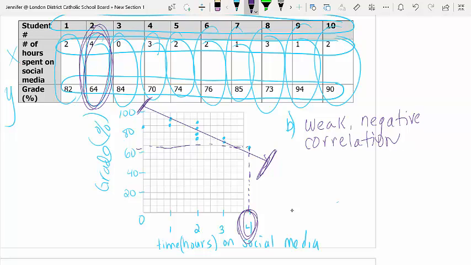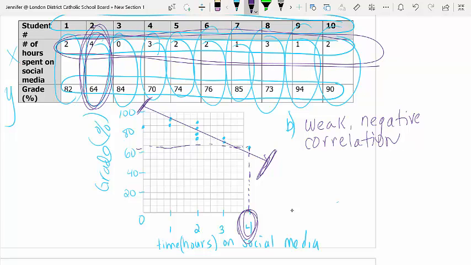But what if I asked you, okay, what if a kid spent 3.5 hours? There's nobody in here who spent 3.5 hours. So I just have to make a guess, right? I'd find, okay, here's 3.5 hours on the x-axis. So let's go up to our line of best fit, okay? Make an imaginary point. That's probably what they would get on the test, and that's about a 62. So I could make a guess using my line of best fit, okay?